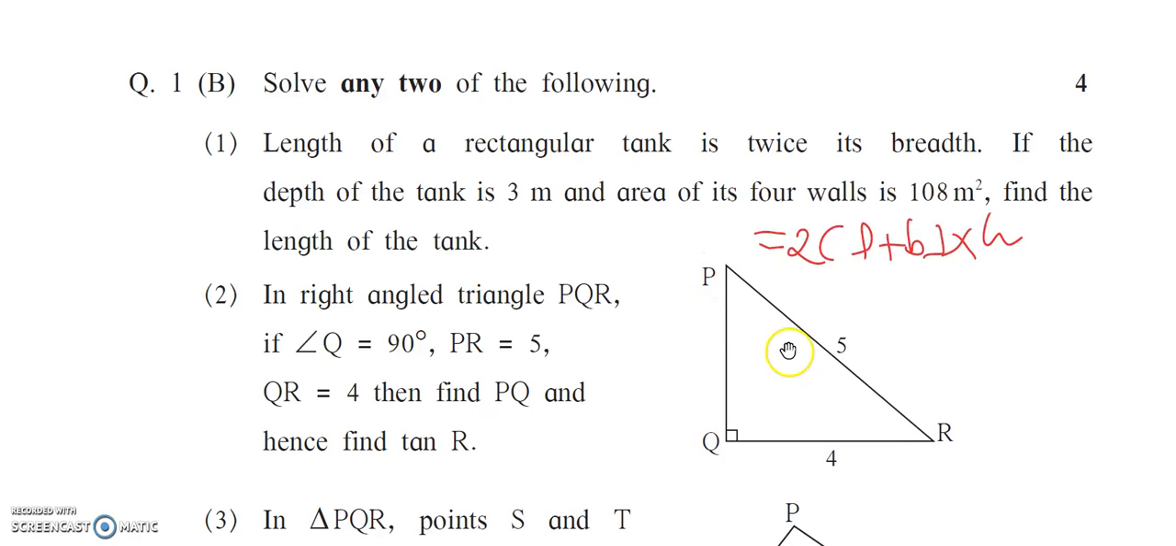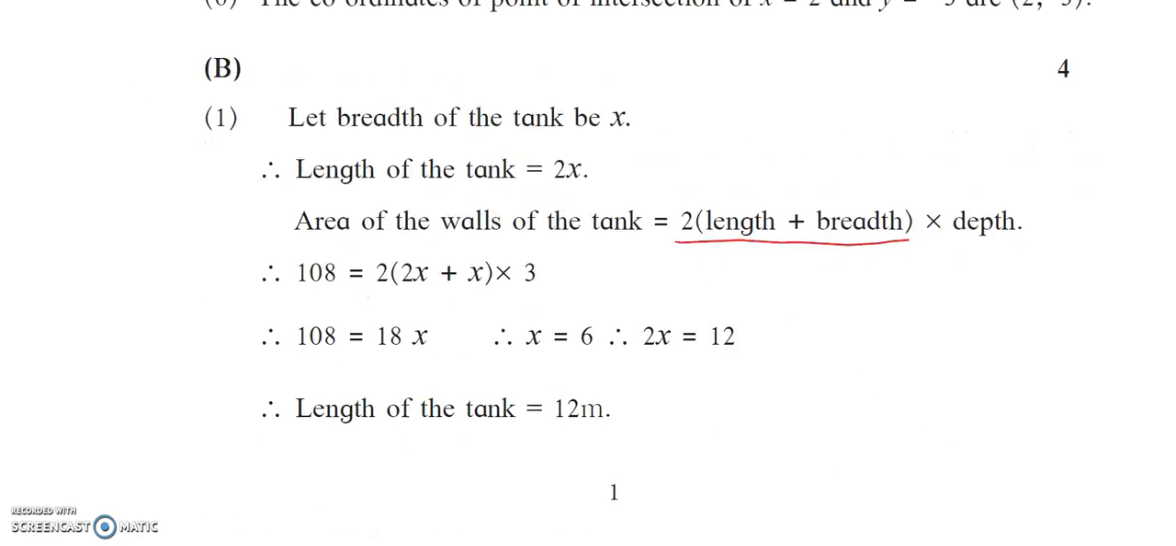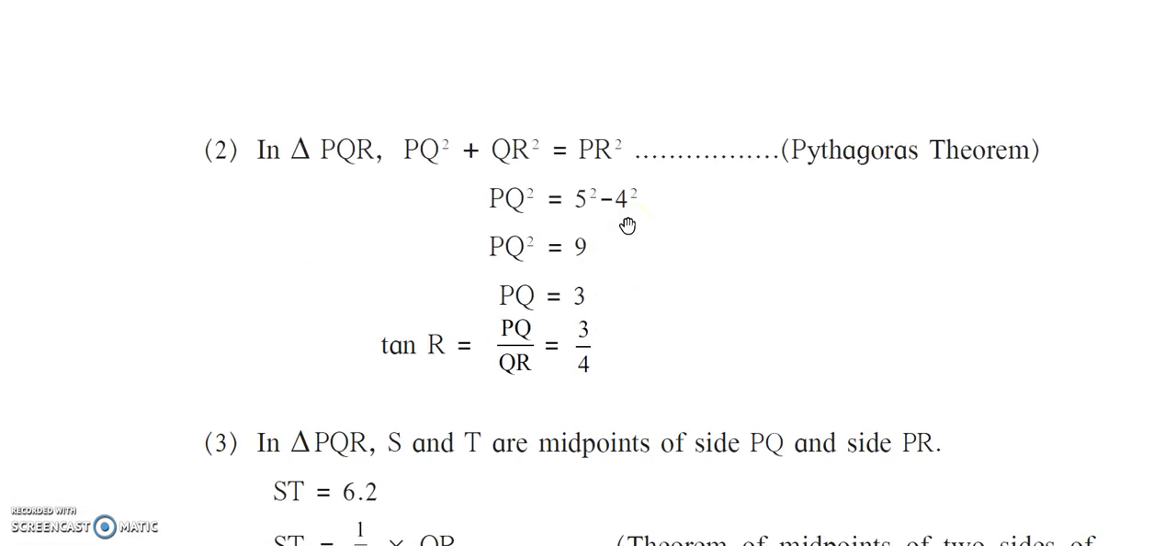Pythagoras apply. PR square is equal to PQ square plus QR square. Therefore, 5 square is equal to PQ square plus 16, and therefore PQ square is equal to 25 minus 16, that is equal to 9, and the required length PQ is equal to 3.